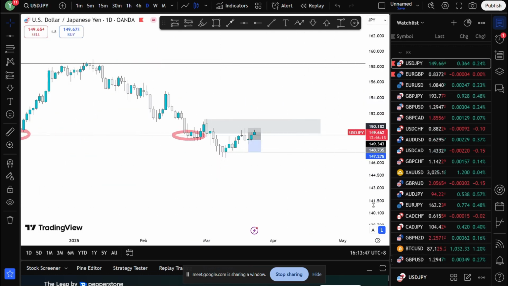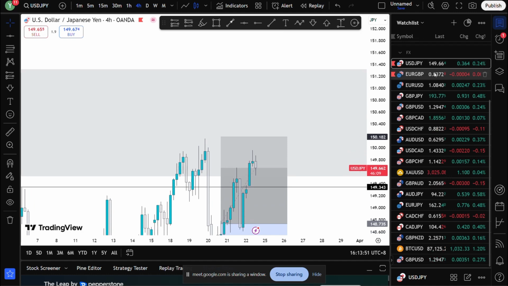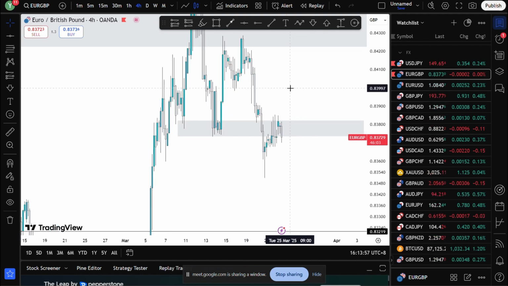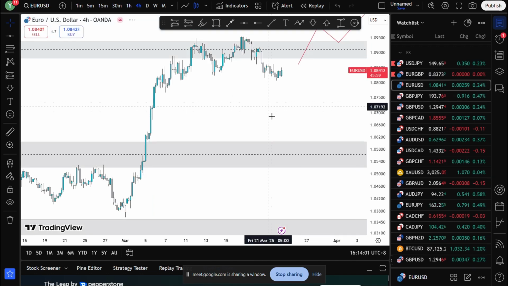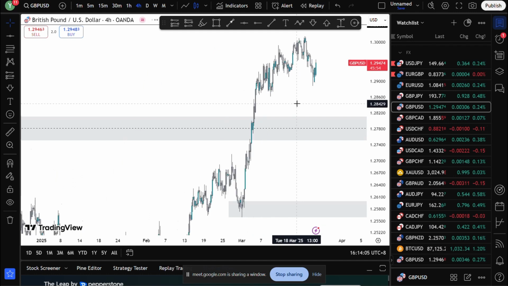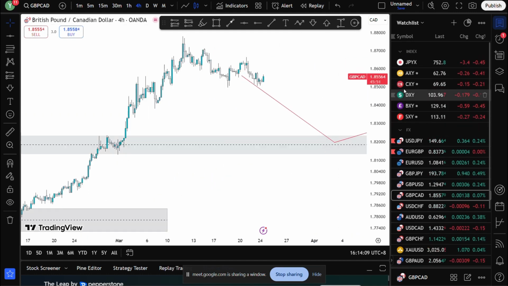So for USD, let it be. And for EUR GBP, we will just see how the confirmation forms first before we decide to enter the trade or not. So the rest here is nothing. I will show you a bit about index over here.